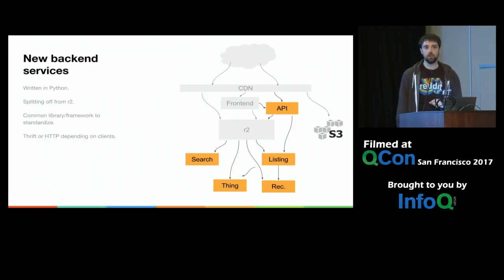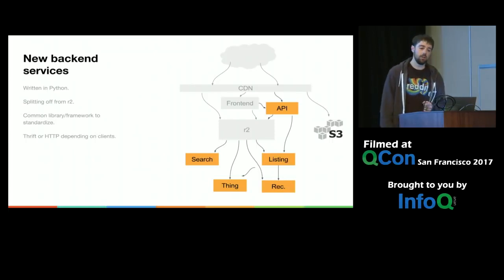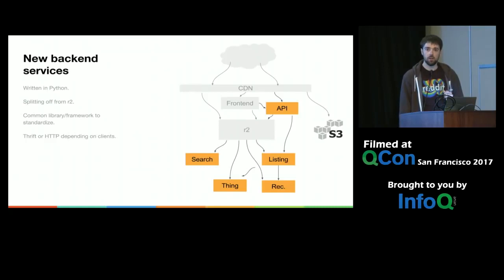We're also starting to split up R2 into various backend services, and these are all highlighted here. The core thing here is that they are the focus of individual teams. So you can imagine that there's an API team, there's a listing team, there's a thing team. I'll explain a little bit more what those mean later. They are written in Python, which has helped us splitting stuff out of the existing Python monolith, and they are all built on a common library that allows us to not reinvent the wheel every time that we do this. It also comes with some monitoring and tracing built in.